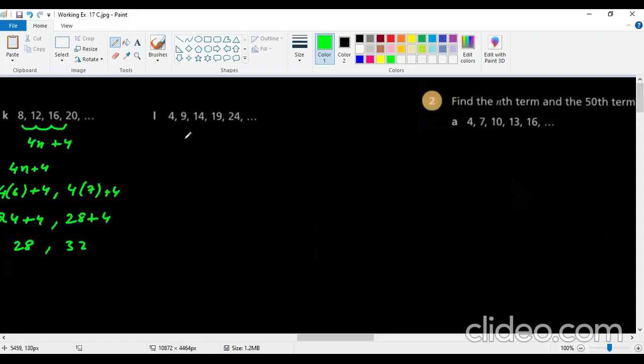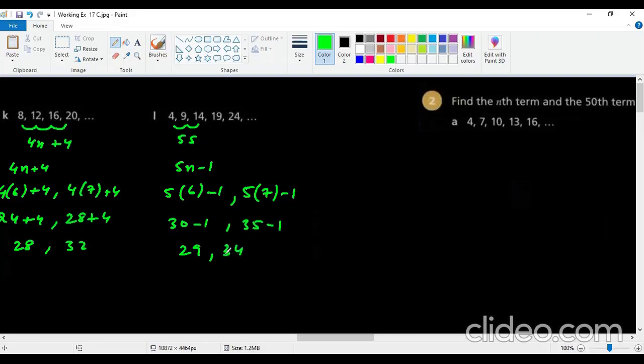Then comes question number L. The difference between them is 5, you can see. All of them have a difference of 5, and 5 minus 1 will make it a 4. Now 5 times 1, 2, 3, 4, 5, 6. We need to find the sixth term, and we need to find the seventh term, minus 1. So this is going to be 30 minus 1, and 35 minus 1. That means 29 and 34 are the two terms.